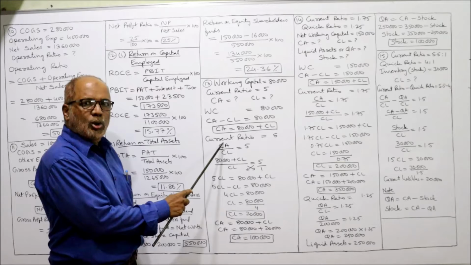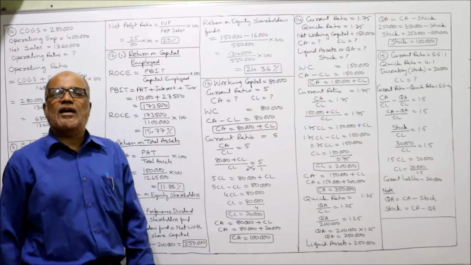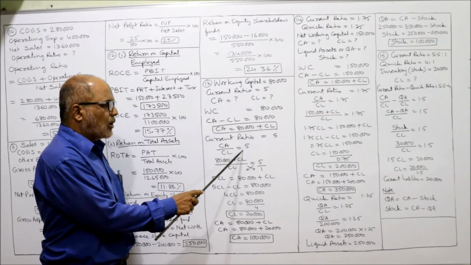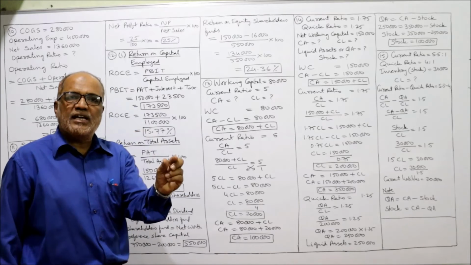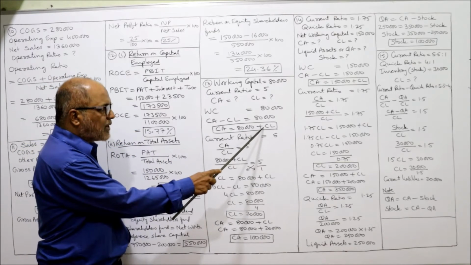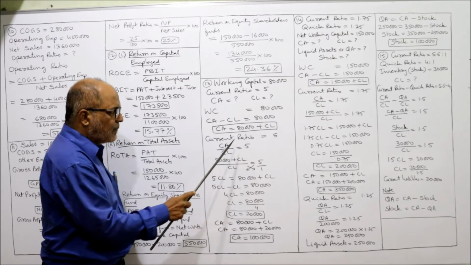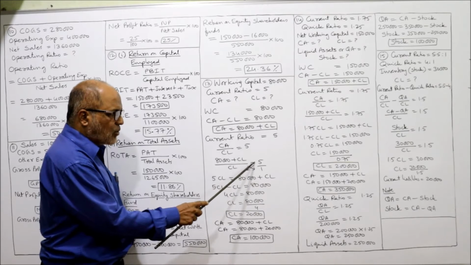Now current ratio. Current ratio is 5 given in the problem. In place of current ratio, I can write the formula CA by CL. So CA by CL is equal to 5. Now the numerator is CA, so in place of CA, I will write 80,000 plus CL, because we have CA is equal to 80,000 plus CL. So 80,000 plus CL divided by CL is equal to 5.